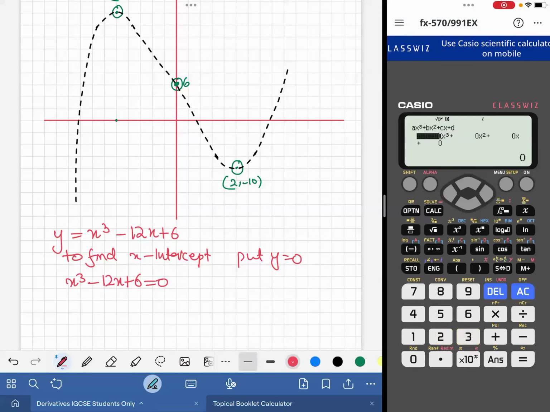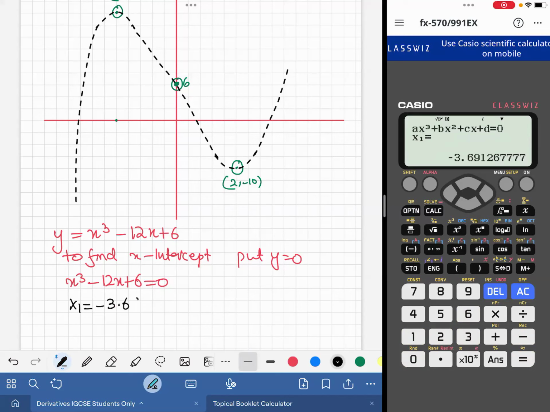Now the value of a is 1. The value of b is 0 because there is no x square. The value of c is minus 12 and the value of d is plus 6. So now you can see that my x1 is... Can you hear me, beta?